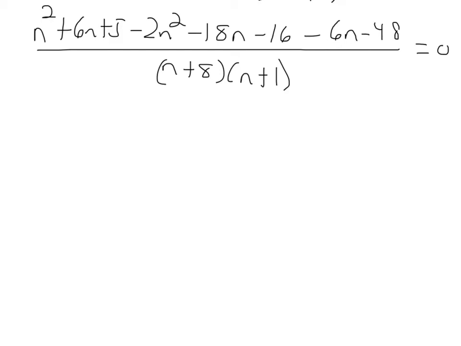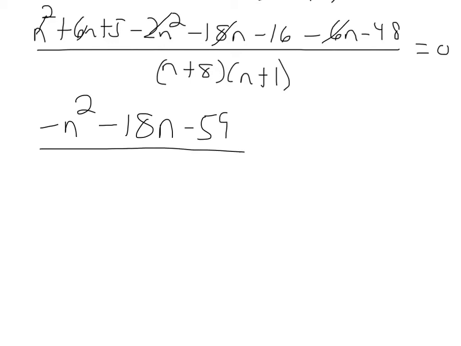Alright, so then we combine everything in the top row. I have negative n squared. Those will go away. Then I have negative 12n. I have minus 18n. Goes away. Then I have 5 minus 16, negative 11, which is negative 59, over n plus 8 and n plus 1 equals 0. Well, this is only going to be equal to 0 where the numerator is equal to 0. So we're simply going to just set the numerator equal to 0.